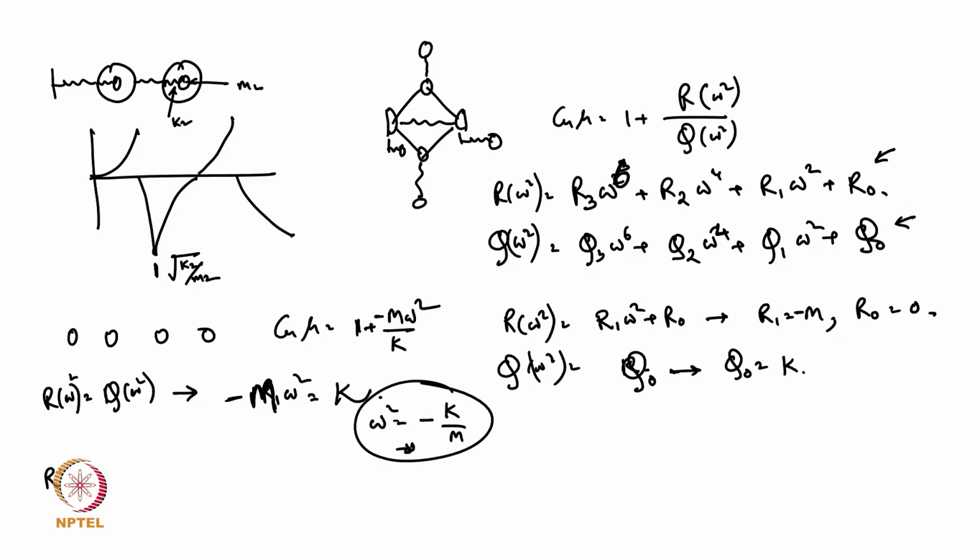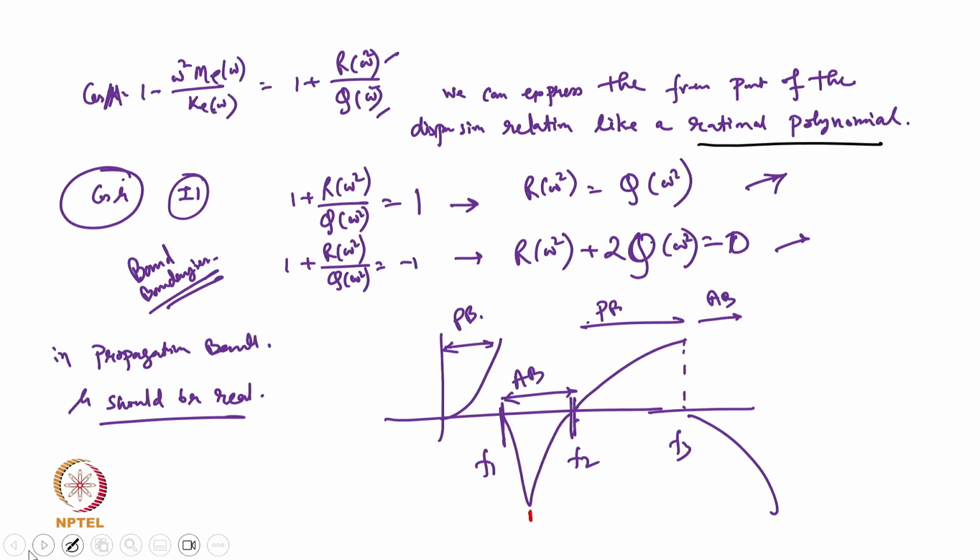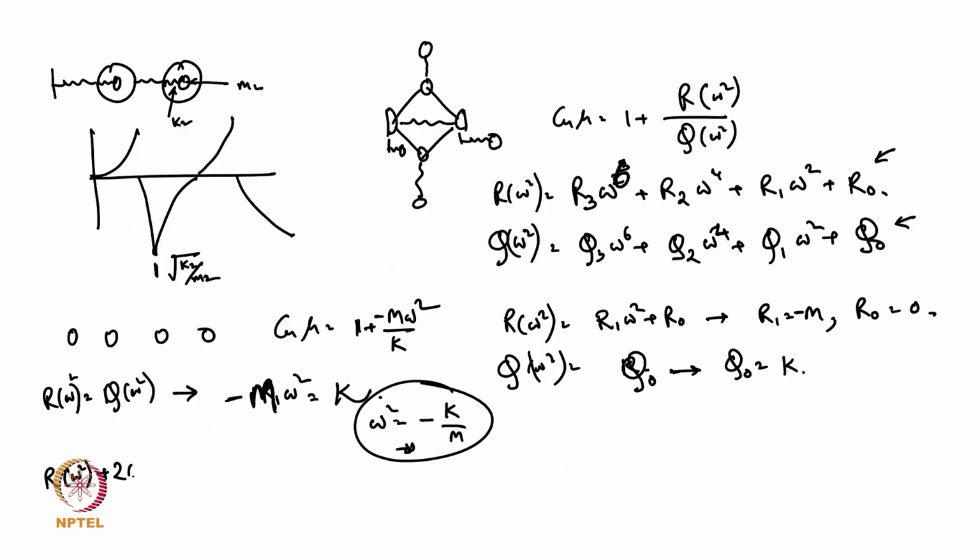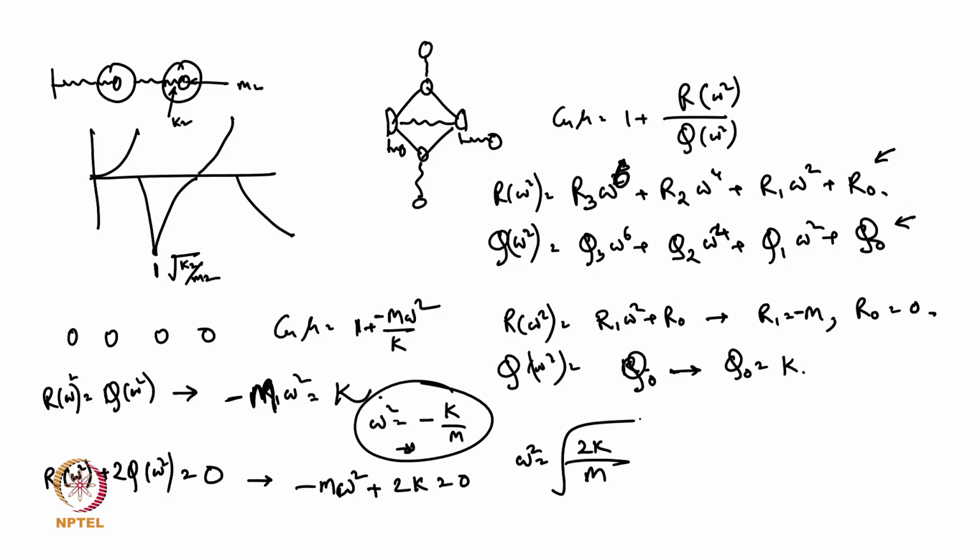And what is the next equation? R omega square plus 2q omega square should be equal to 0. That means minus m omega square plus 2k, that is equal to 0. So omega square equal to 2k divided by m. Sorry, not root.